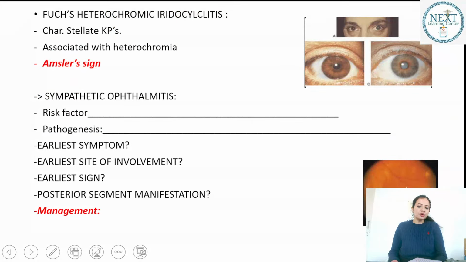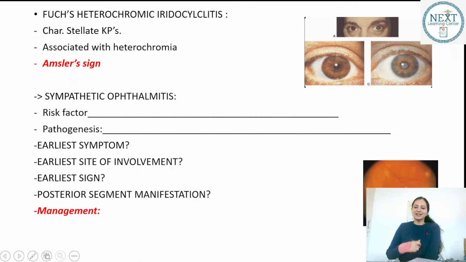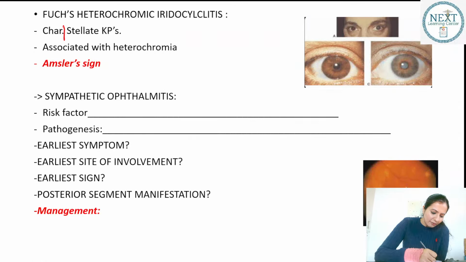Moving on to Fuchs heterochromic iridocyclitis. This has never been asked, but you should know. Two things. One is stellate KPs. In this KPs are stellate or the star shape.